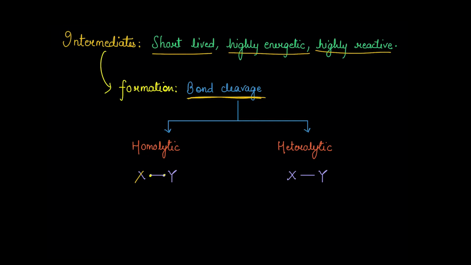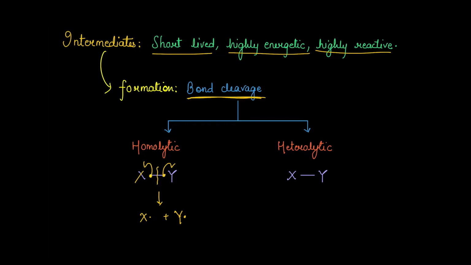Let's suppose in this given example, we are given X-Y. So there are two electrons between X and Y. If we talk about homolytic bond fission, these electrons will be distributed equally, like X will have one electron and Y will have one electron, and they'll be radicals, X• plus Y•.